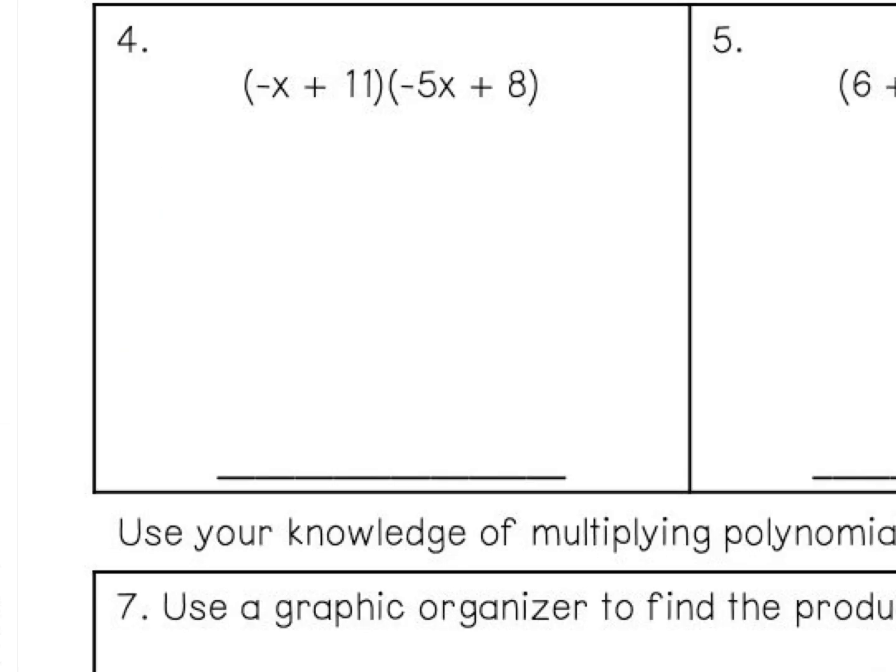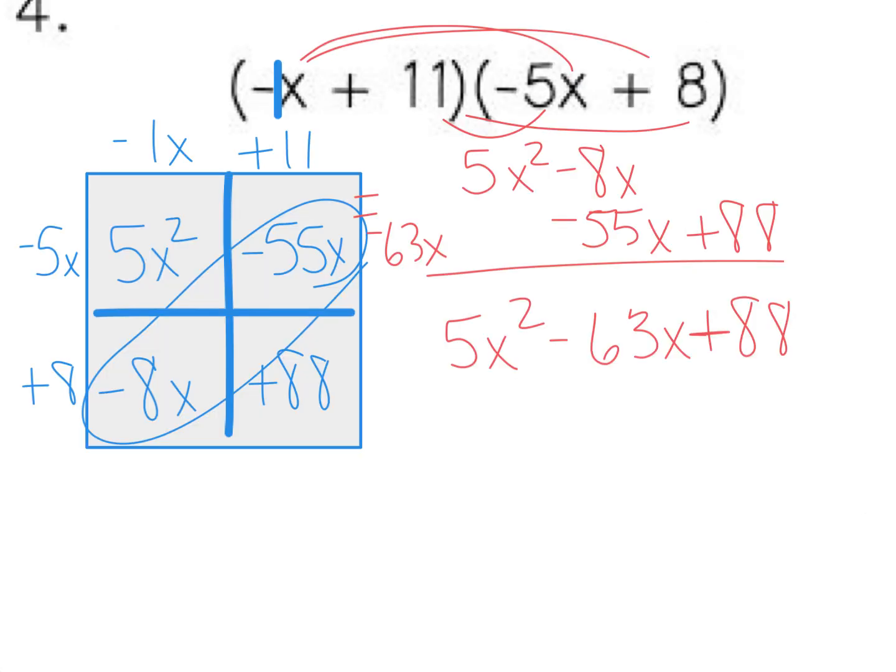You can use FOIL, which is distributing, or you can use box. It's up to you. It doesn't matter which way you do this one. Whether you do the box or the multiplying, you should end up with 5x squared minus 63, excuse me, 63x plus 88. And if you notice, in the box method you have the same first term, and instead of going across, it's just going down. The second term is the same, and then you've got these match. So it's really exactly the same thing. It's just how you want it to be organized.